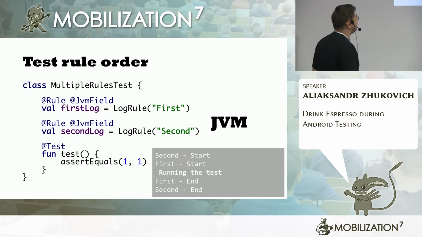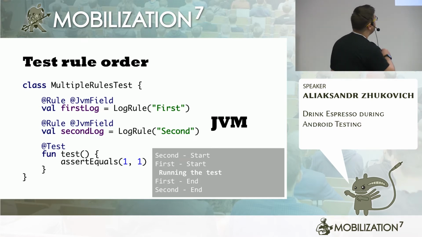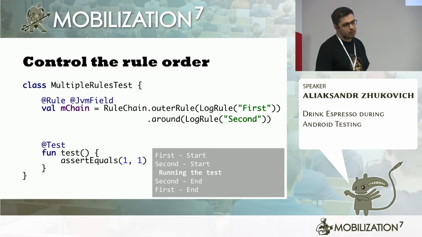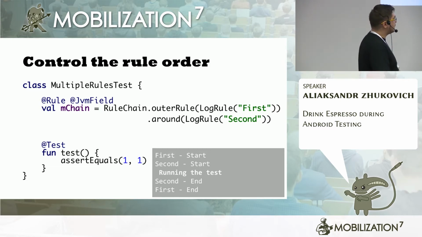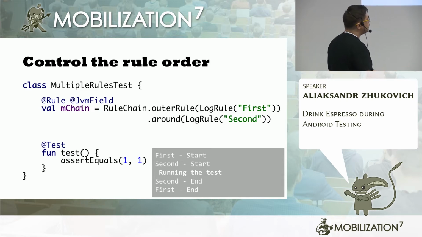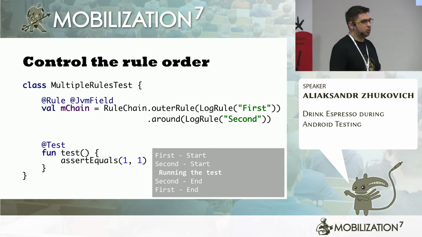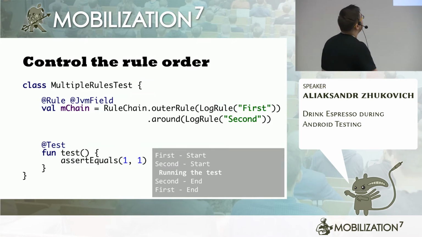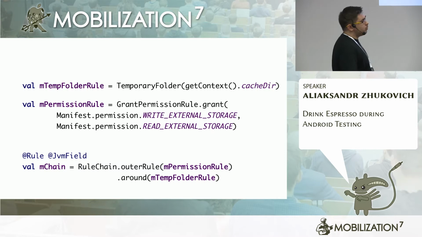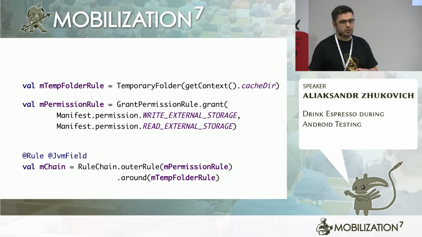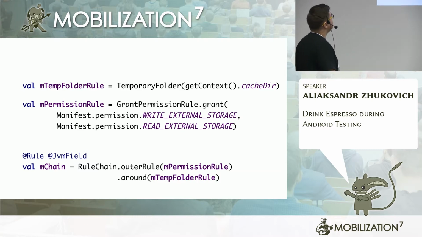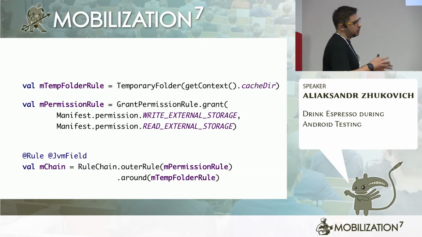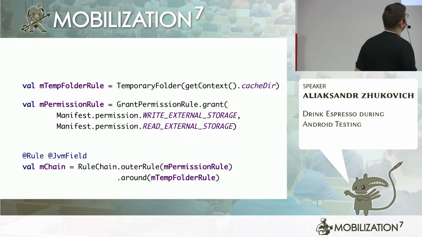And of course, it's not a really cool solution for us, and we can use RuleChain. In RuleChain, we define this sequence, and the sequence will always be the same. Here we use a log rule. It's a simple rule which adds some log before and after the test. It was general, mostly JUnit questions, and now we check how we can work with it efficiently on Android.